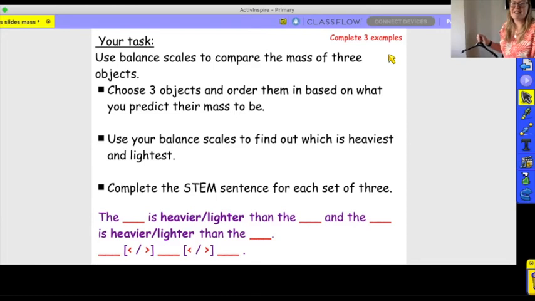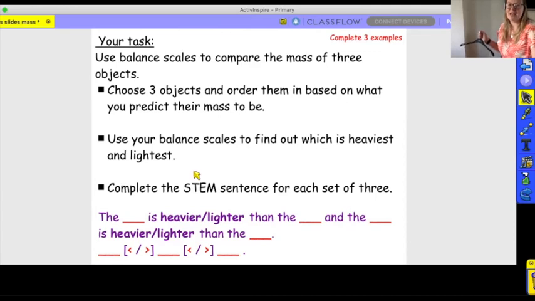Your challenge today is to complete 3 examples of your own. So using your balance scales, choose 3 objects and predict the order of their mass. Then use your balance scales to find out which one's the heaviest and which one's the lightest. And then write down your STEM sentence for each of the 3 sets you do. So you'll have 3 STEM sentences by the end.